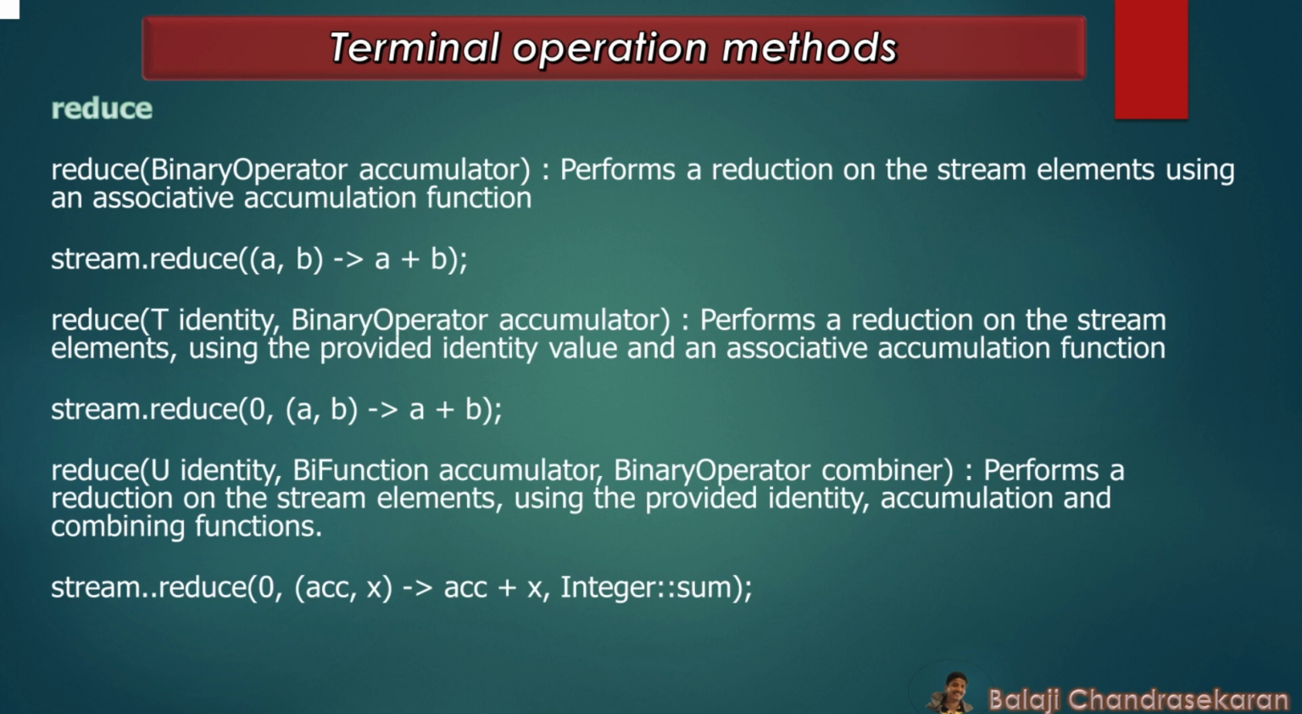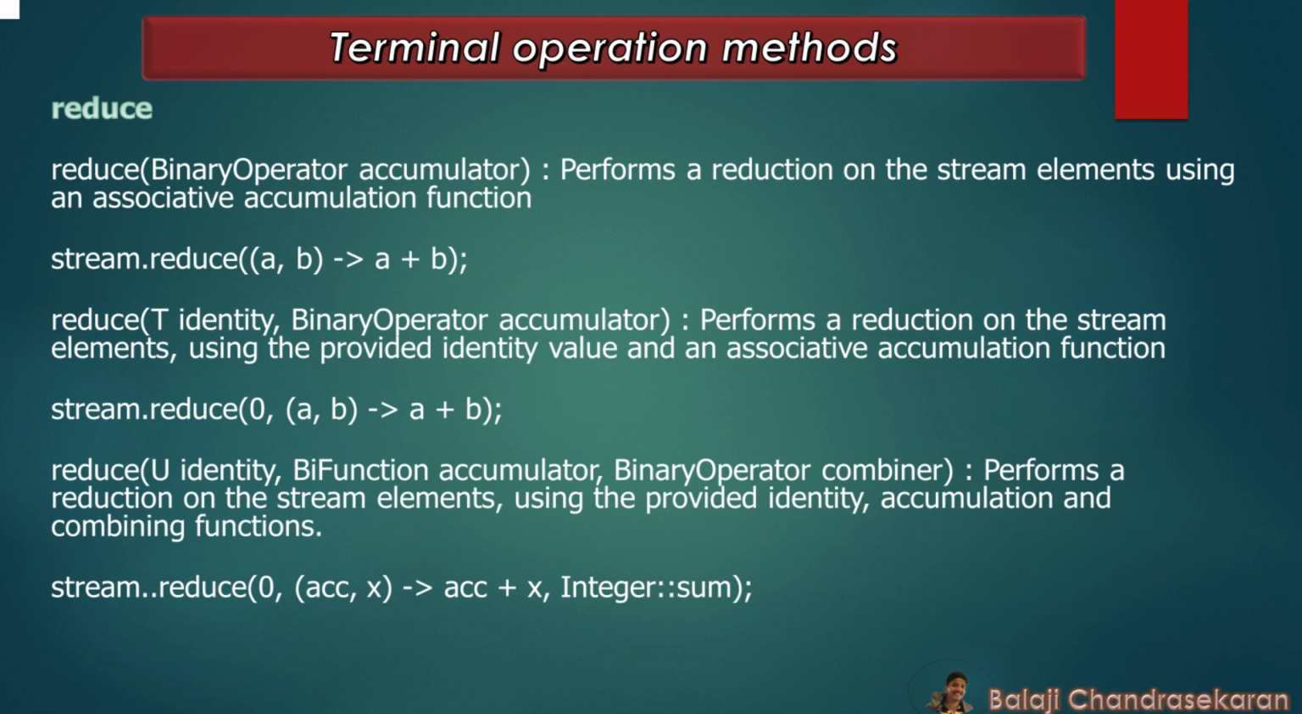The reduce method with an identity value is useful when dealing with empty streams, as it provides a default value to return in such cases. The final reduce method performs a reduction on the elements of the stream using the provided accumulator and combiner functions. It is particularly useful for parallel reduction operations where the elements are combined in parallel and then combined again to produce a final result. This method combines elements of the stream into a result of type U.